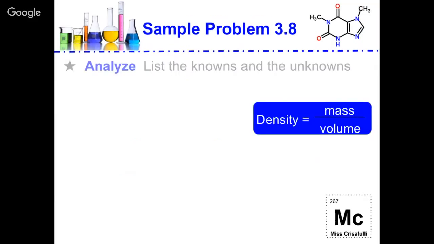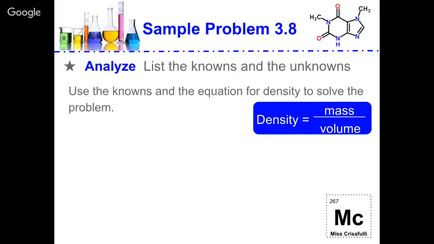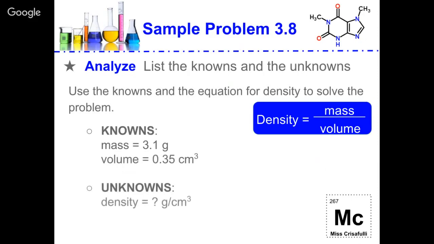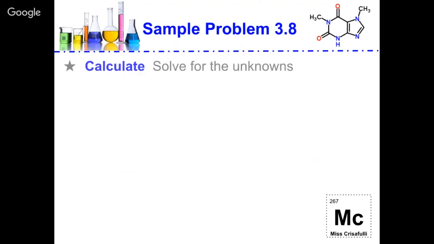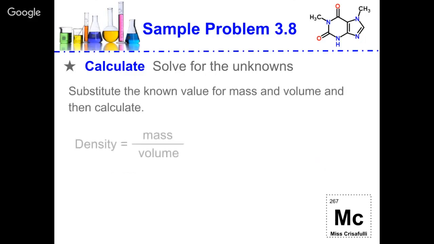First, we're going to list our knowns and unknowns. We know the equation for density is mass divided by volume. We also know that the mass of this is 3.1 grams, and we know the volume is 0.35 centimeters cubed, and we don't know what the density is. And the density units are going to be in grams per centimeter cubed, the mass unit divided by the volume unit. So we are going to solve for our unknown, which is our density.